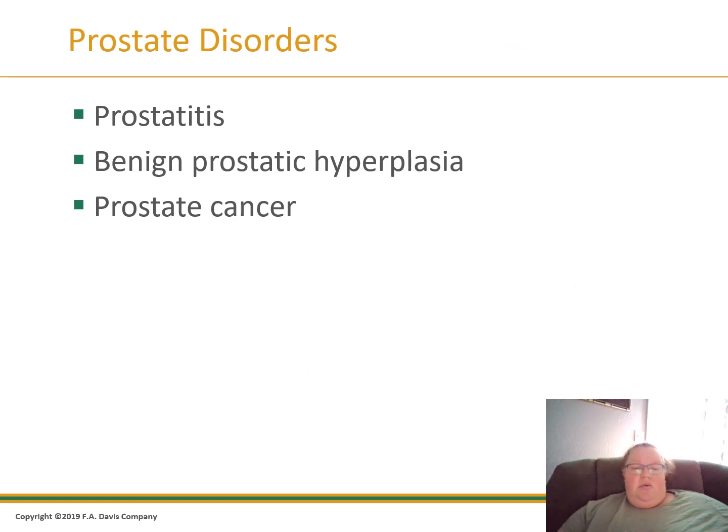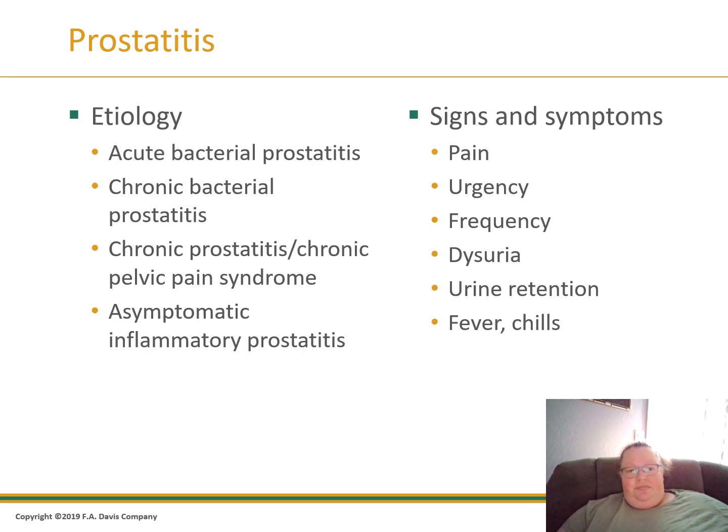All right, so for the prostate disorders, we have prostatitis, which is just an inflammation of the prostate. And we have BPH, which is benign prostatic hyperplasia. And then we also have prostate cancer. Now, prostatitis is an acute bacterial prostatitis. It's short term. It doesn't last very long. But there is chronic bacterial prostatitis, but it's very rare.